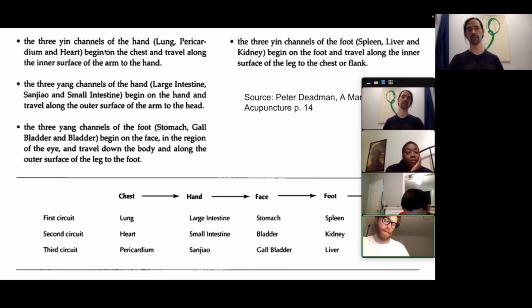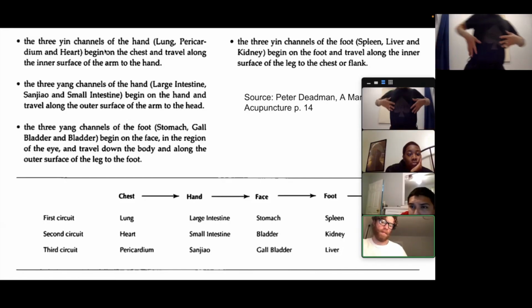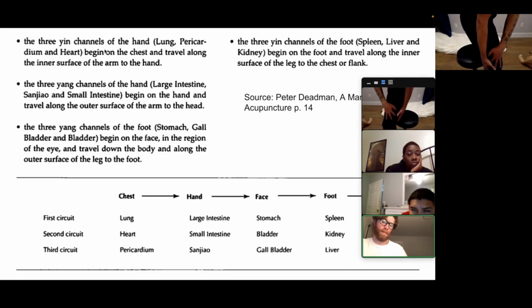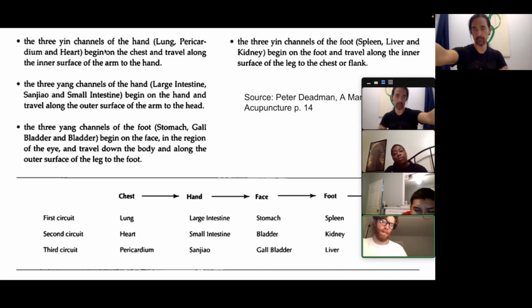The 3 yang channels of the hand, which are the large intestine, and then the Sanjiao, and then the small intestine, start on the hand and they travel along the outer surface of the arm and they go up into the head. And then the 3 yang channels of the foot, the stomach, the gallbladder, and then the bladder, they begin on the face in the region of the eye, and they travel down the body and along the outer surface of the leg, side and back, and they go down to the foot.